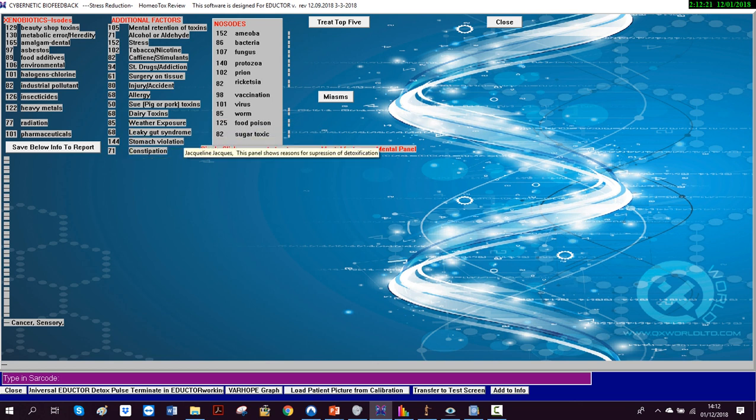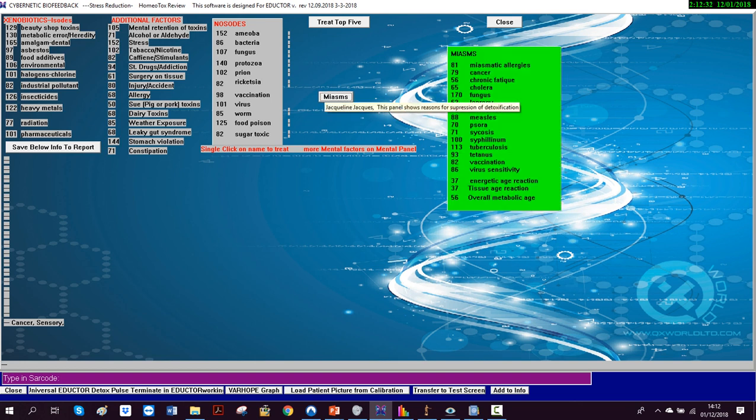Stomach violation means that the person eats something that does not fit for him or her. And in here we have some more information. We can look at the miasm. The miasm is a concept developed by Hahnemann, who states that we do not get sick only because of our fault or our action. We have inherited some weaknesses in our DNA, and the miasms are an indication of the vulnerabilities that we have inherited from our ancestors.